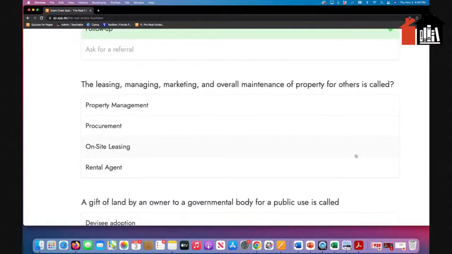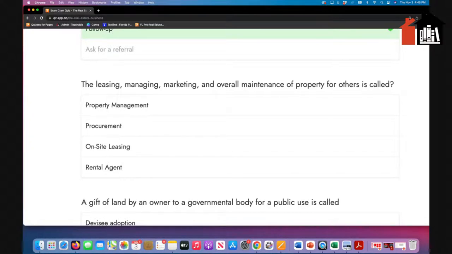Getting to the end here. The leasing, managing, marketing, and overall maintenance of property for others is called what? It's called what? The leasing, managing, marketing, and overall maintenance of property for others is called what?